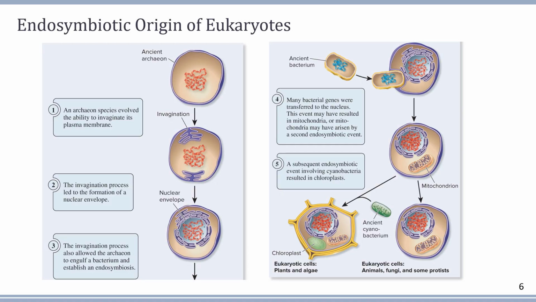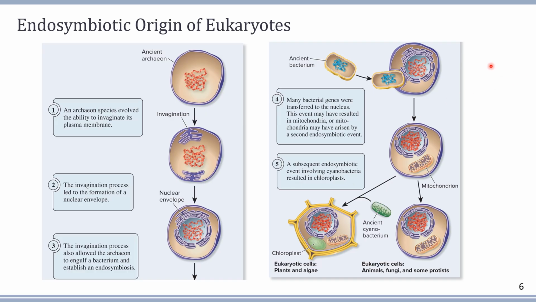So this diagram shows the endosymbiont theory, the origin of the eukaryote cells. This shows the ancient archaeon with its nucleoid region. Remember that bacteria have a nucleoid region. The archaea would have had DNA in a similar region. And this archaeon evolves the ability to invaginate its membrane. And you can see over time it would have surrounded the nuclear envelope. In current eukaryotic cells, the nuclear membrane is derived from the plasma membrane.